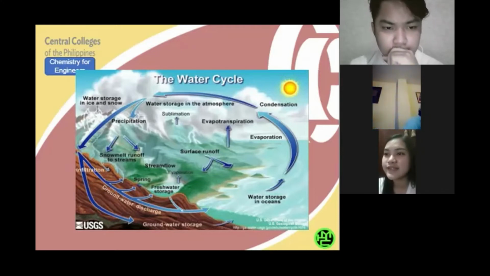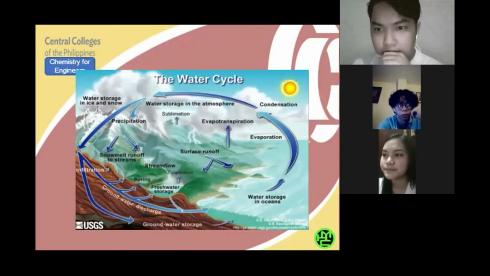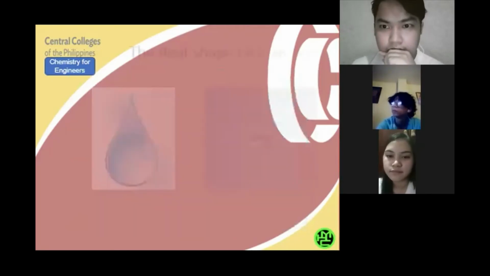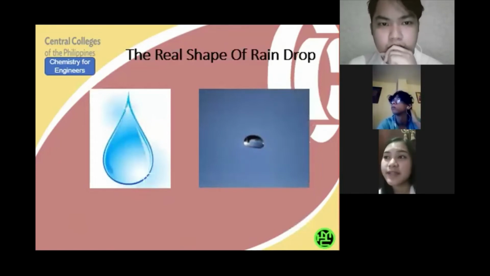So after I've discussed the water cycle, let's tackle the real shape of the raindrop. So next slide, please. So the real shape of raindrop. So ano nga ba talaga yung totoong shape ng raindrop? Is it ito ba yung nasa kaliwa o nasa kanan?